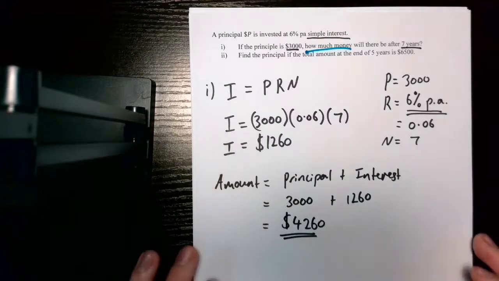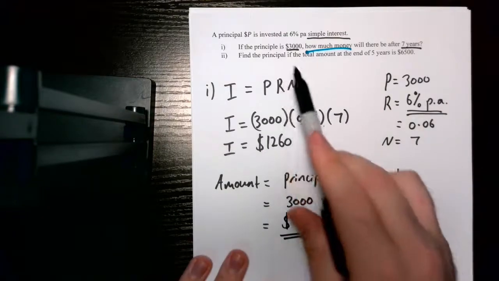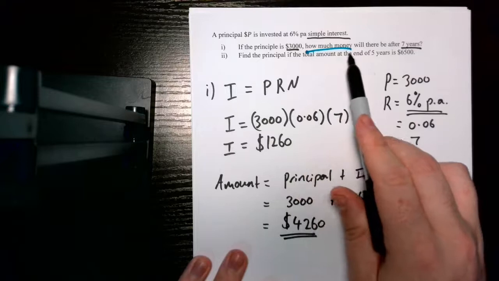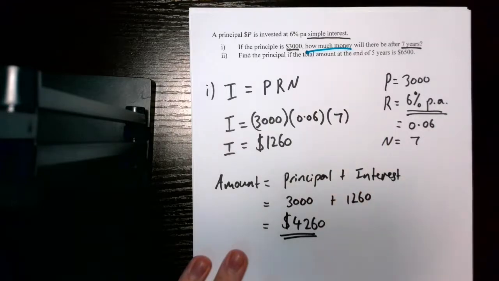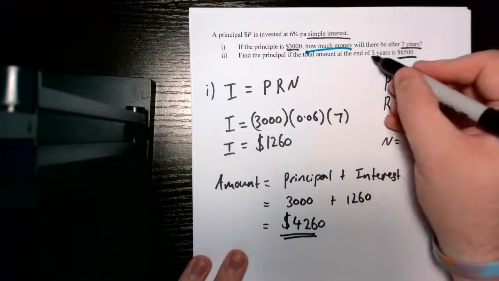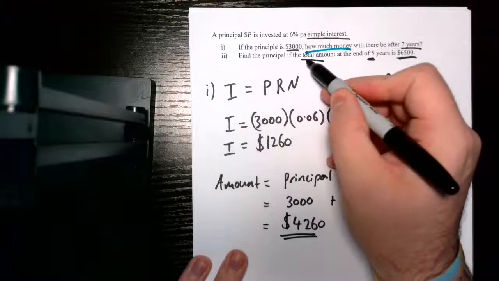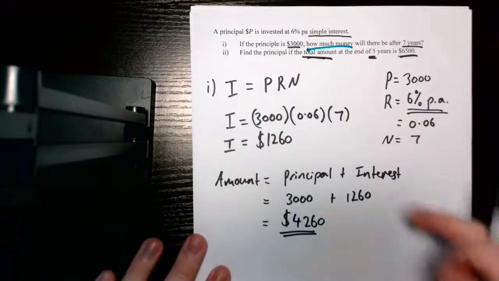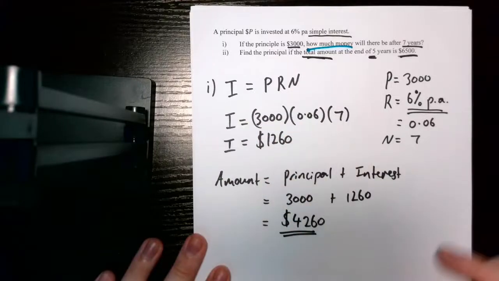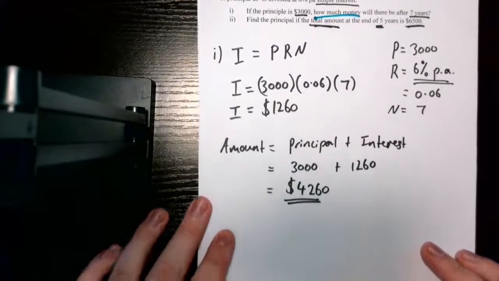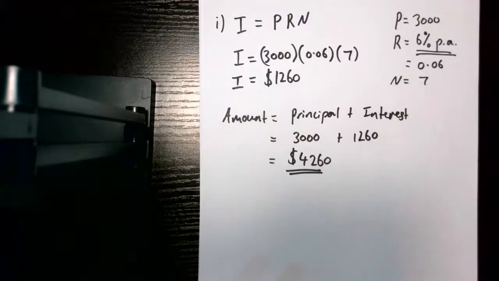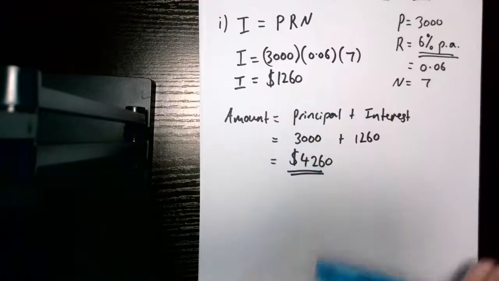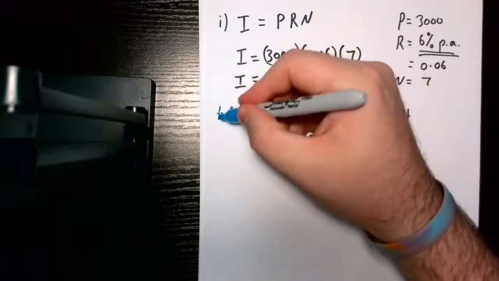In the second part of this question, it says, find the principal if the total amount at the end of 5 years is $6,500. The key thing to highlight is that the end amount after 5 years is $6,500, and it's asking for the total amount. It's a little different to just starting off with the simple interest formula, as we have to work backwards from the total amount.